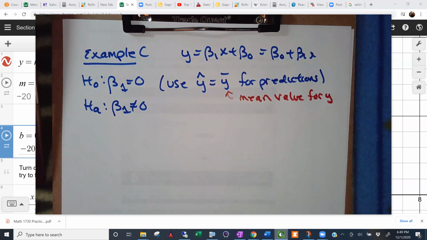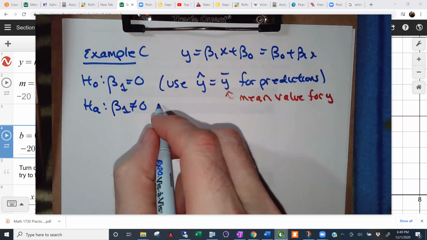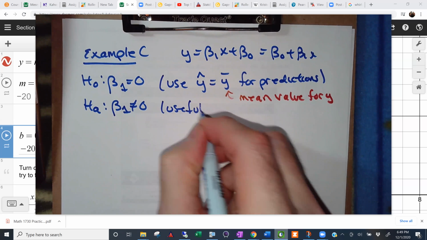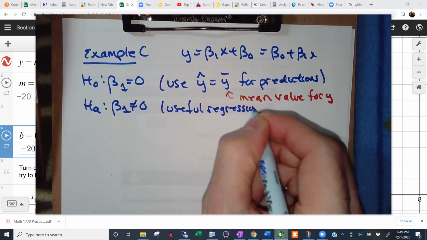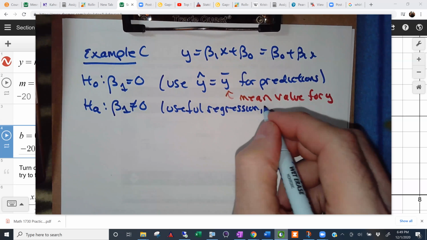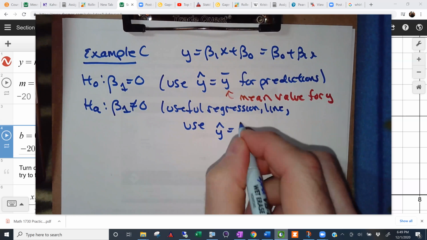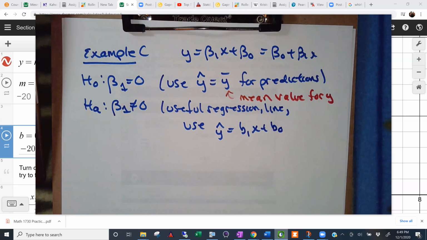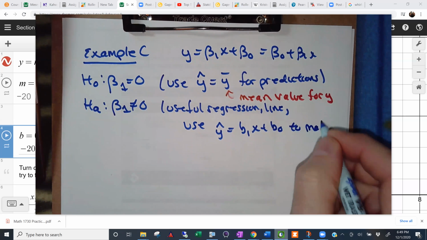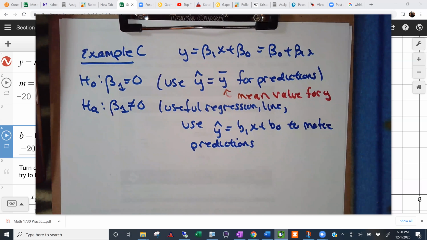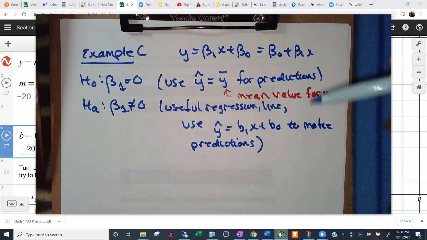But what if you do reject H naught? Then you're going to use the regression line. You've got a useful regression line, I should say. You're going to use y hat equals b1 x plus b sub 0 to make predictions. So you've got one of these two cases, depending on whether you reject H naught or not.